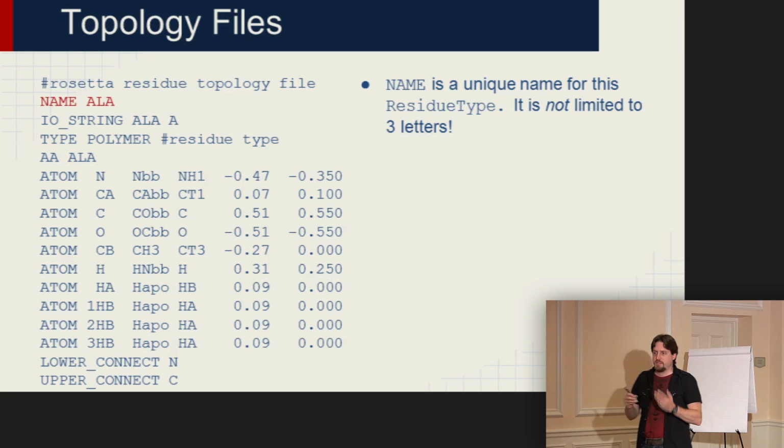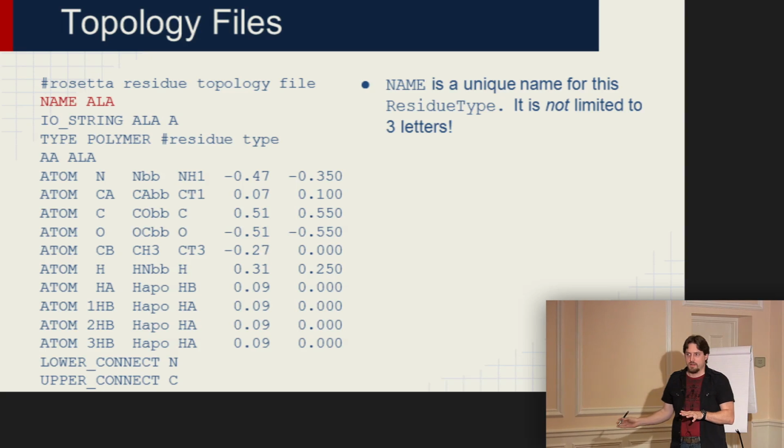All right, so topology files are also called params files. They end in .params. This contains all the data that's going to make it into a residue type. And so I'm going to go through this in some detail. The file can have comments. It has a bunch of tags followed by a bunch of data. So we'll go through a bunch of tags. The NAME tag specifies a unique name for your residue type. It's not limited to 3 letters. This is really important. There are actually several different names.